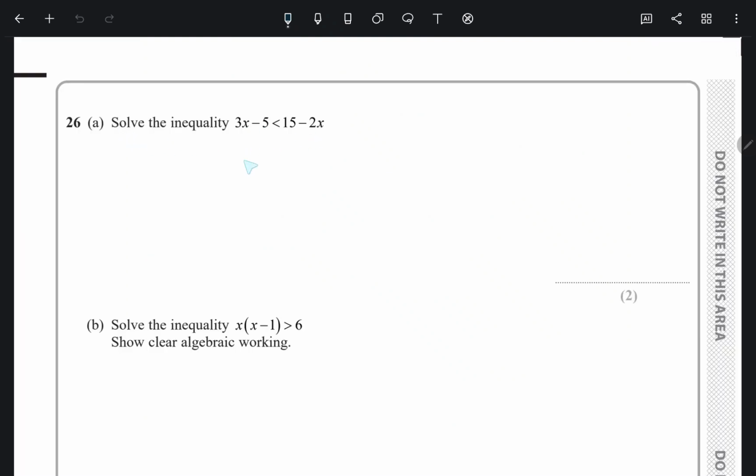Question 26 is an inequality question. Solve the inequality of this. So that's going to be 3x. I'll bring a negative 2x over to this side. We get plus 2x is less than 15. Minus 5 goes to the side, gets positive. Get 5x is less than 20. So x is less than 4.